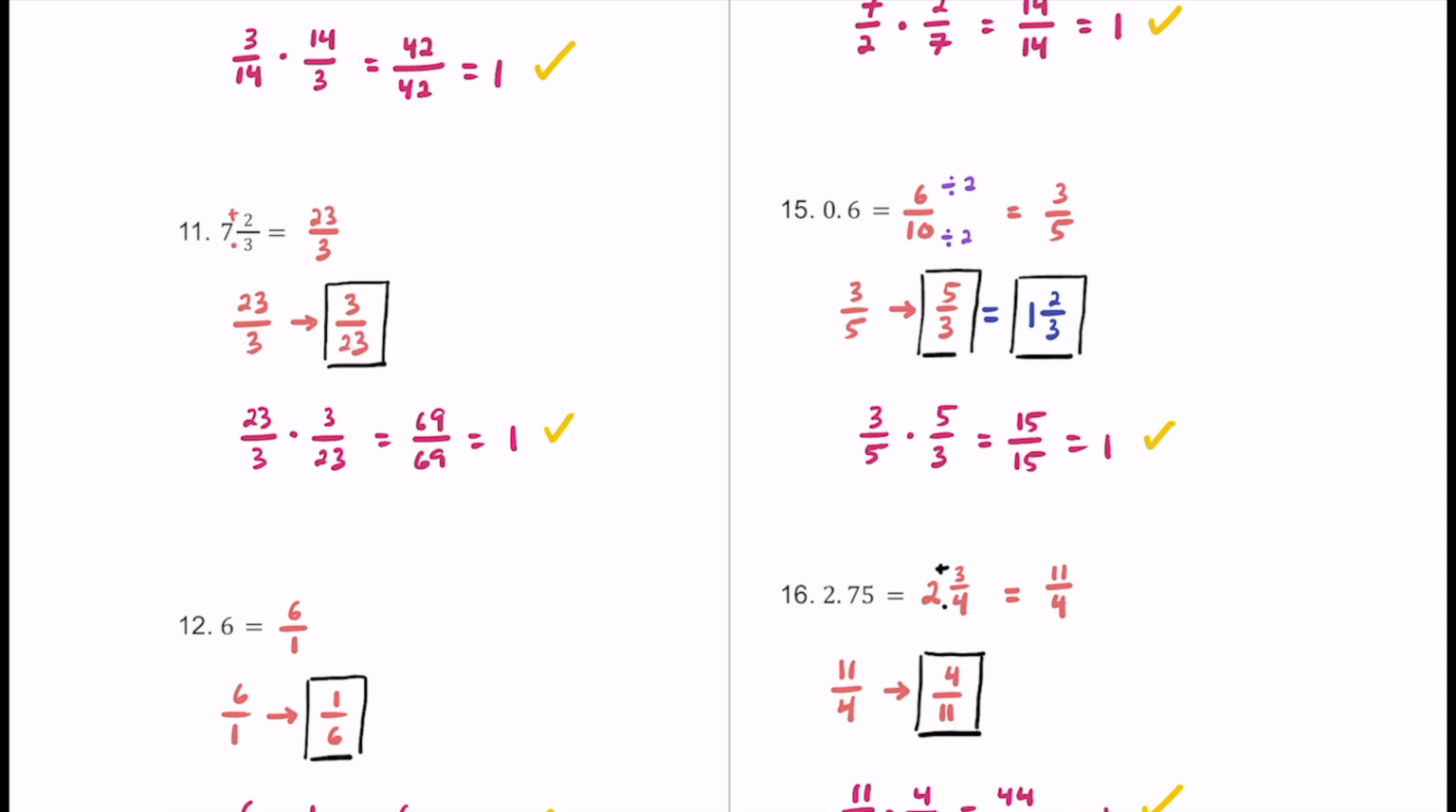So there you have 16 different practice problems on turning some given values, some fractions and decimals, into their reciprocals. And remember, if you ever take a value or a number and multiply it by its reciprocal, you should always get 1. All right, that always has to happen.